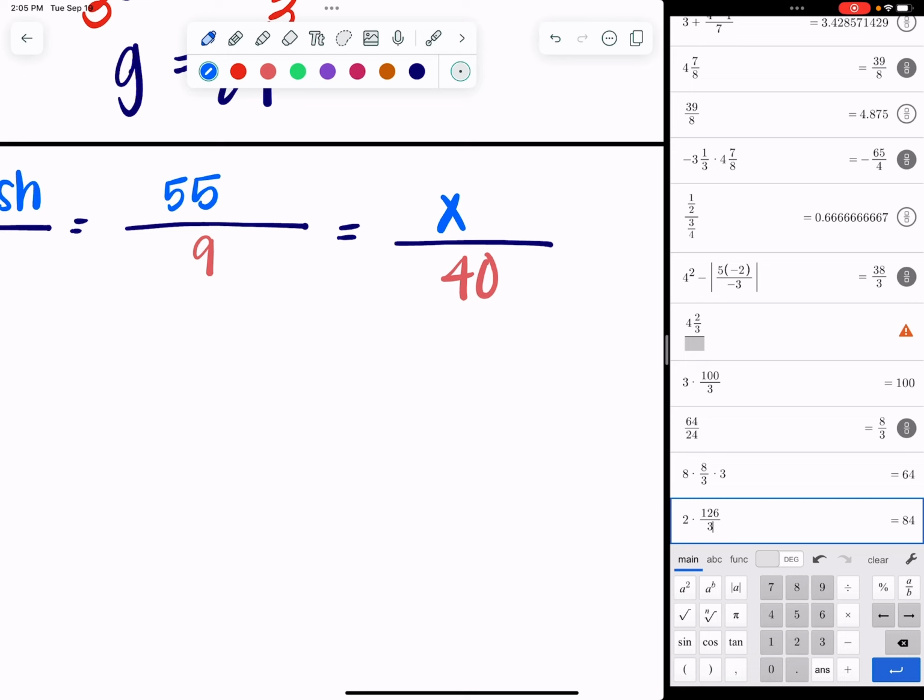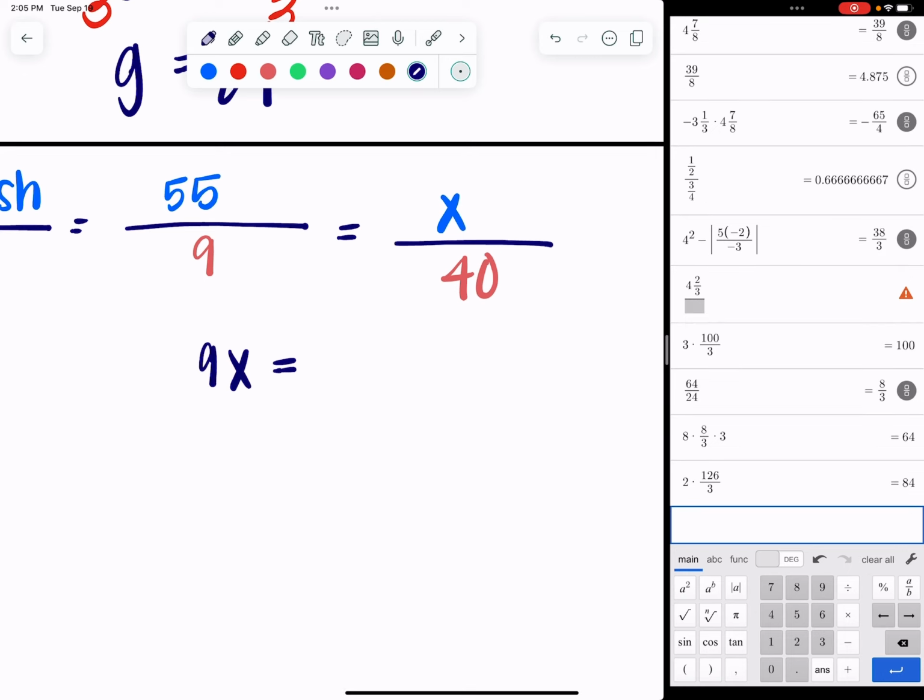Just like before, we're going to cross multiply. So I end up with 9X equals 55 times 40. I want to divide by 9 so I can isolate that X.